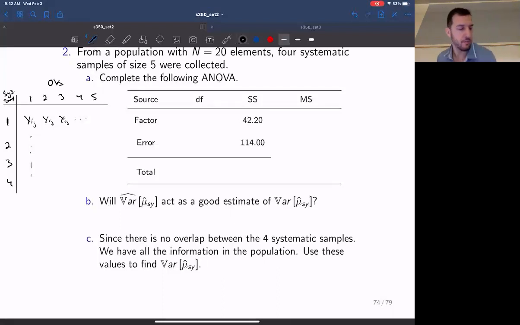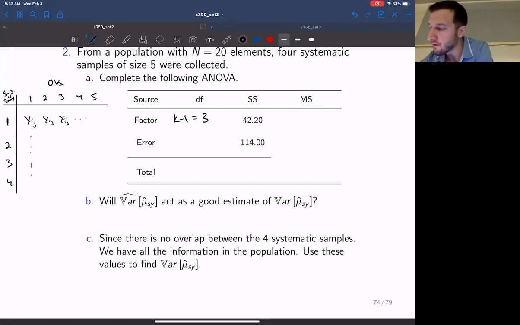for the factor is going to be the number of systematic samples minus 1. So essentially each systematic sample is like a treatment group in this case. So the DF for factor is going to be the number of samples minus 1. So we can write here k minus 1, which is 3. And that's the standard degree of freedom for an ANOVA experiment.